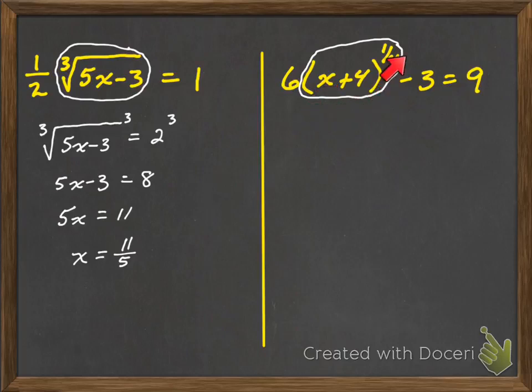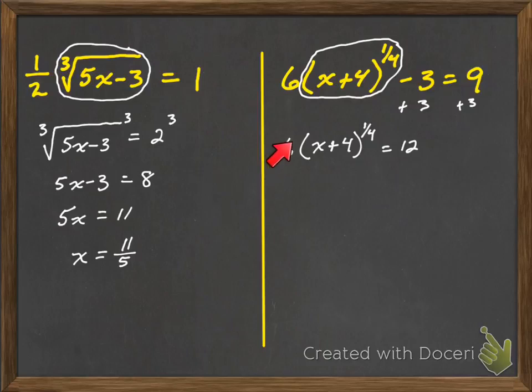Now, since we need to isolate this, we have two things that need to move to the other side. The 6 needs to move over to the other side, and the 3 needs to move to the other side of our equation. Now, there's multiplication in between here, and there is subtraction here. When you are moving multiple things to the other side of your equation, you need to move the addition and subtraction stuff first. All right, so that means we are going to add the 3 to the other side. That will give us 6, parenthesis, x plus 4 to the 1/4 power equals 12.